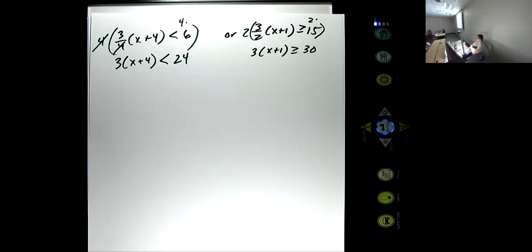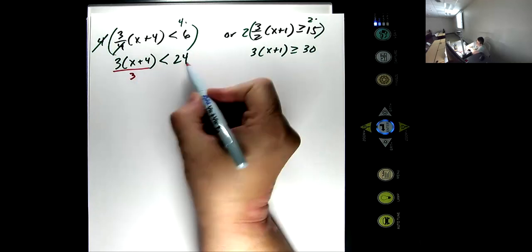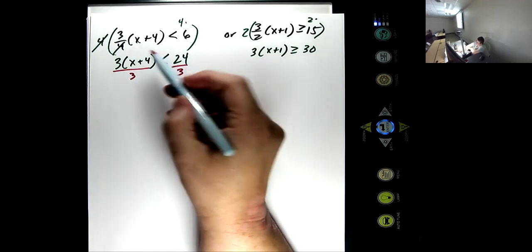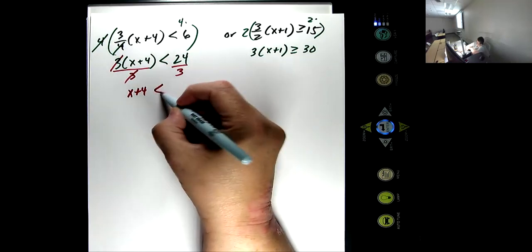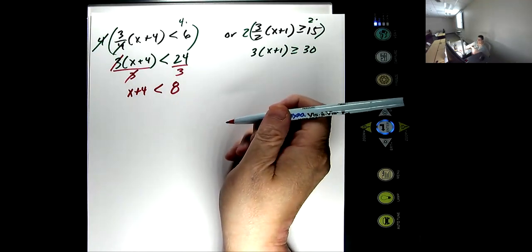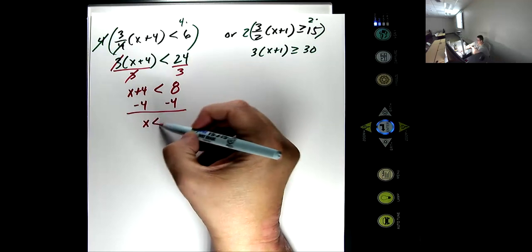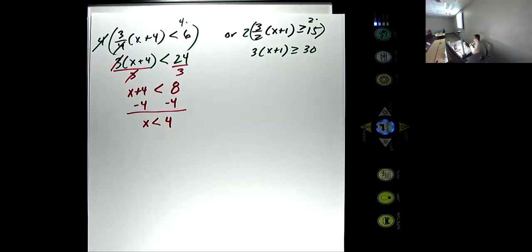Now you have a couple options at this point. I actually think the following is the easiest approach. Now, rather than distributing that 3, let's just divide by 3. If I divide both sides by 3, the 3's get killed on the left. We're left with x plus 4 is less than 24 divided by 3, which is 8. Finally, we subtract 4 from both sides and we get x is less than 4. There's only one more step. You just got to kill the fraction first.